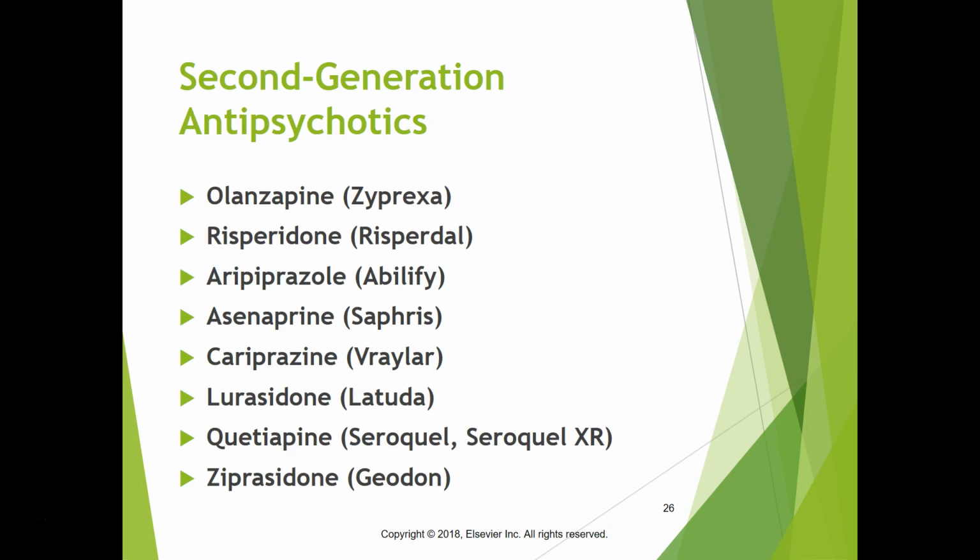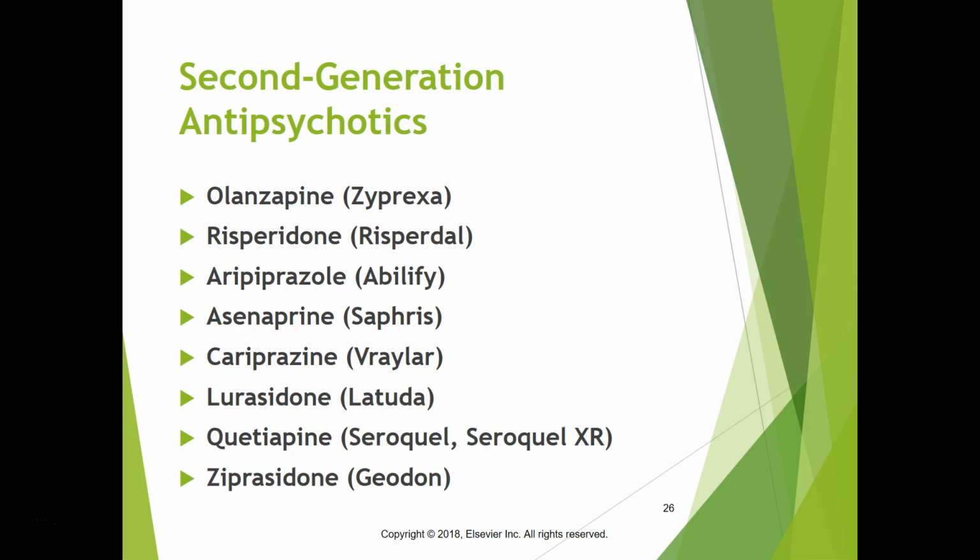Second generation antipsychotics are also used if patients are having delusions, sometimes hallucinations or voices, so some of those psychotic symptoms, and of course, extreme agitation that you can have in mania. So olanzapine, Risperdal, aripiprazole, asenapine, cariprazine, lurasidone, quetiapine, and ziprasidone, Geodon.